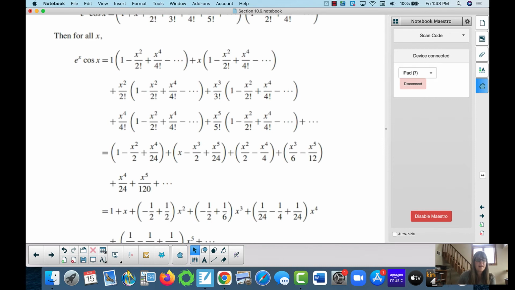Then simplifying that out, all they did was they multiplied that number in front of the parentheses, or that x value, whatever was in front of the parentheses, they multiplied it through. That's what this is right here. And also they calculated what 2 factorial is, what 4 factorial is, what 5 factorial is, and so on. So that's what these numbers are.